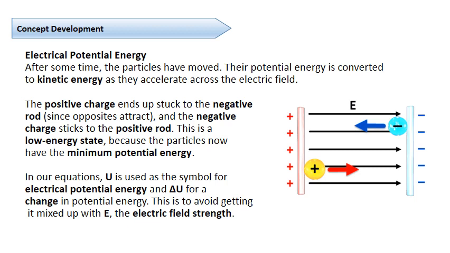After some time, the particles have moved. Their potential energy is converted to kinetic energy as they accelerate across the electric field. The positive charge ends up stuck to the negative rod, since opposites attract, and the negative charge sticks to the positive rod. This is a low energy state, because the particles now have the minimum potential energy. In our equations, U is used for the symbol for electrical potential energy, and change in U, or delta U, is for a change in potential energy. This is to avoid getting it mixed up with E, the electric field strength.